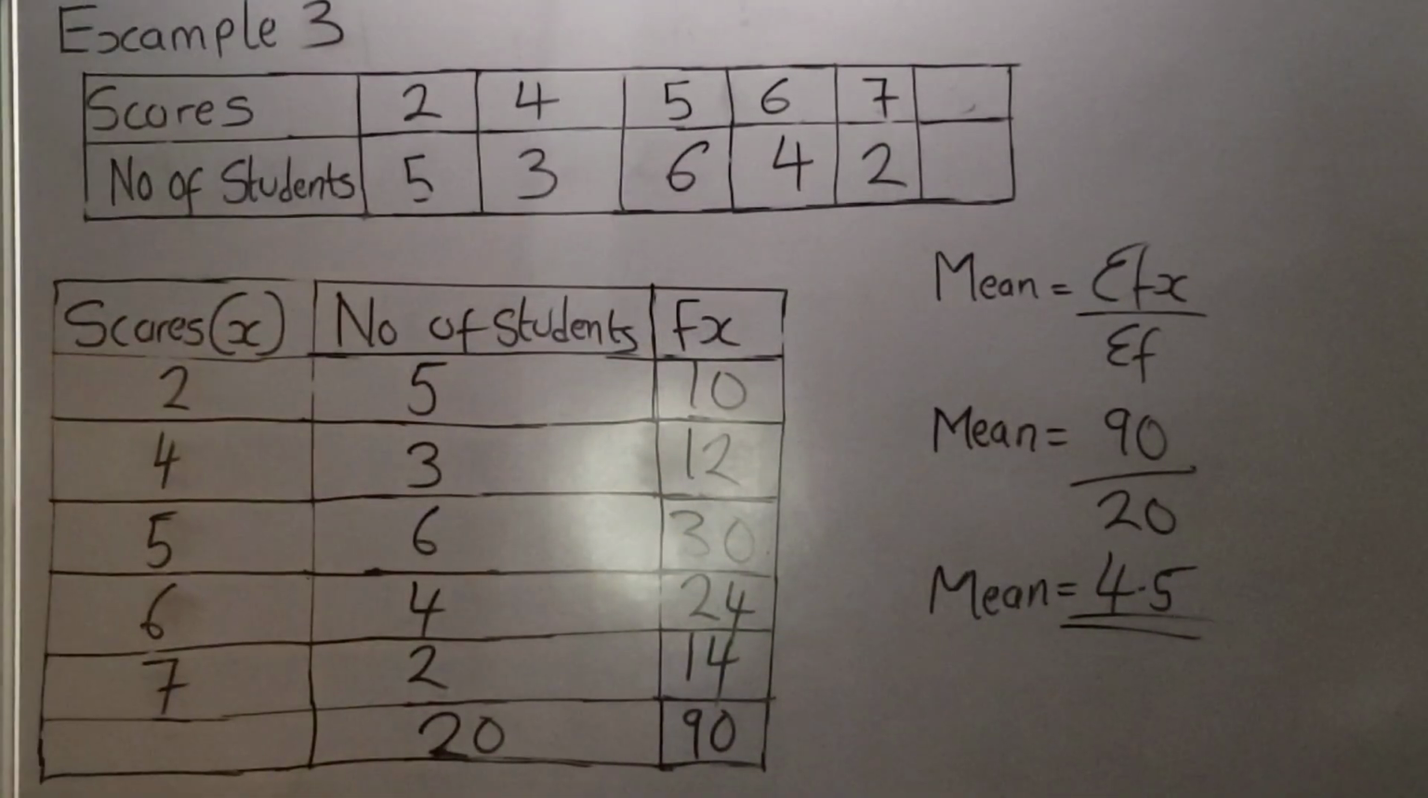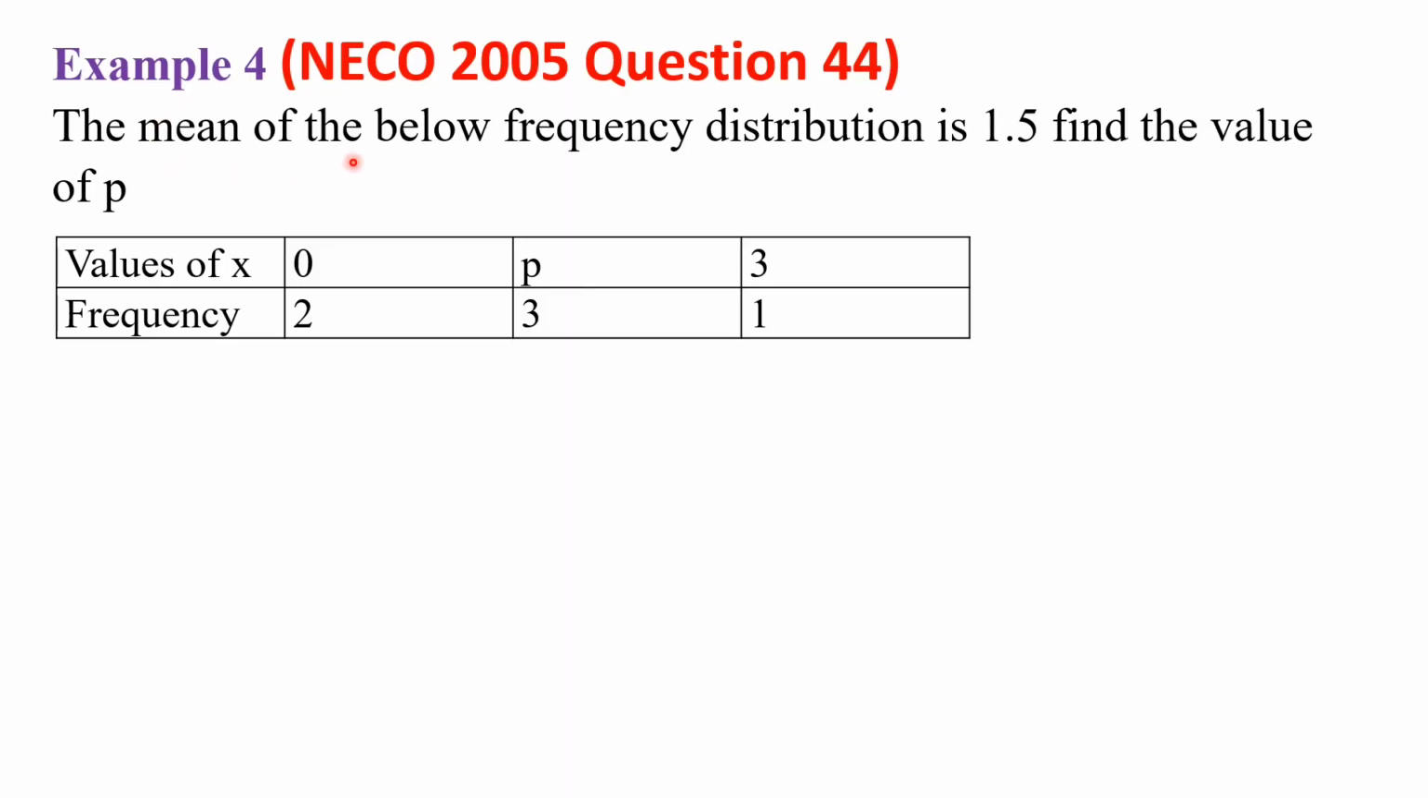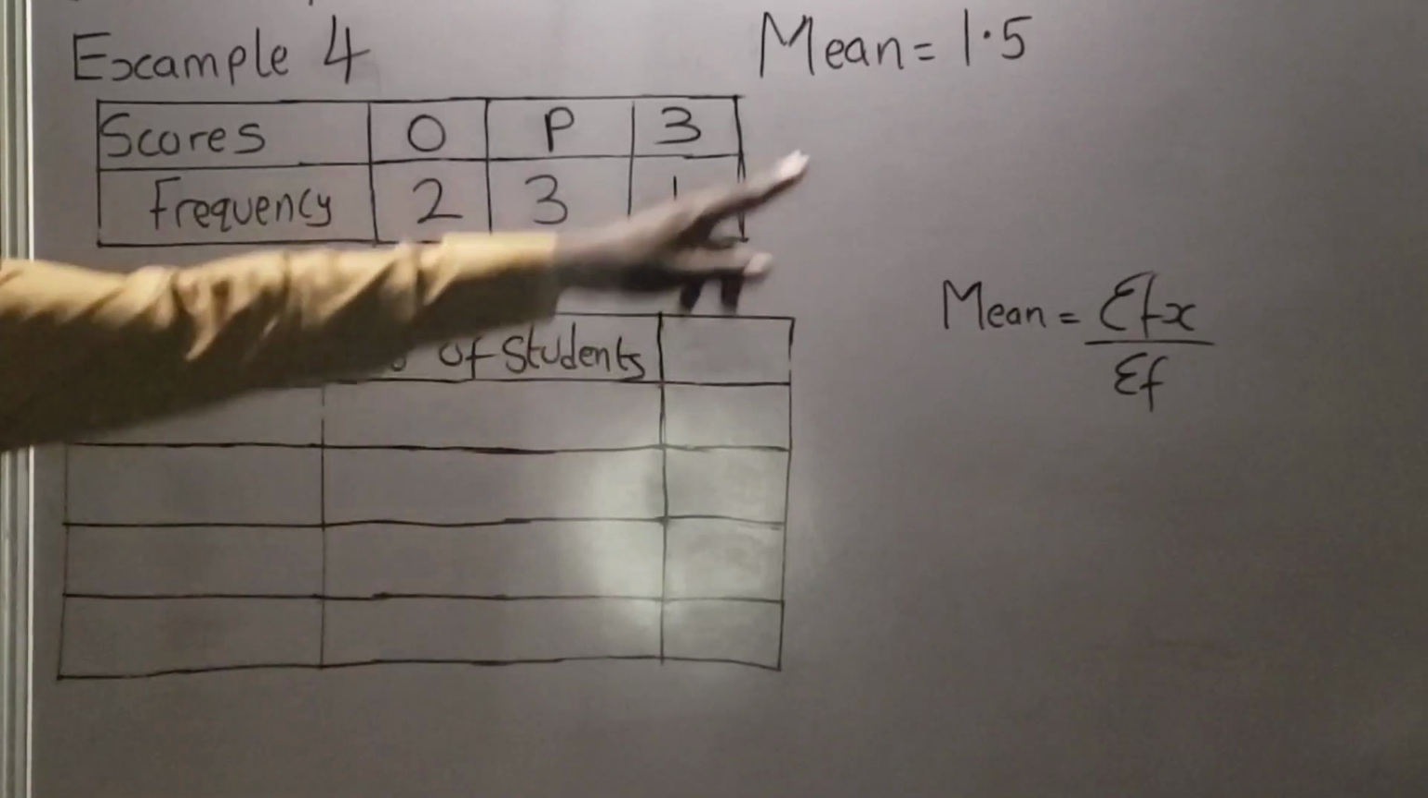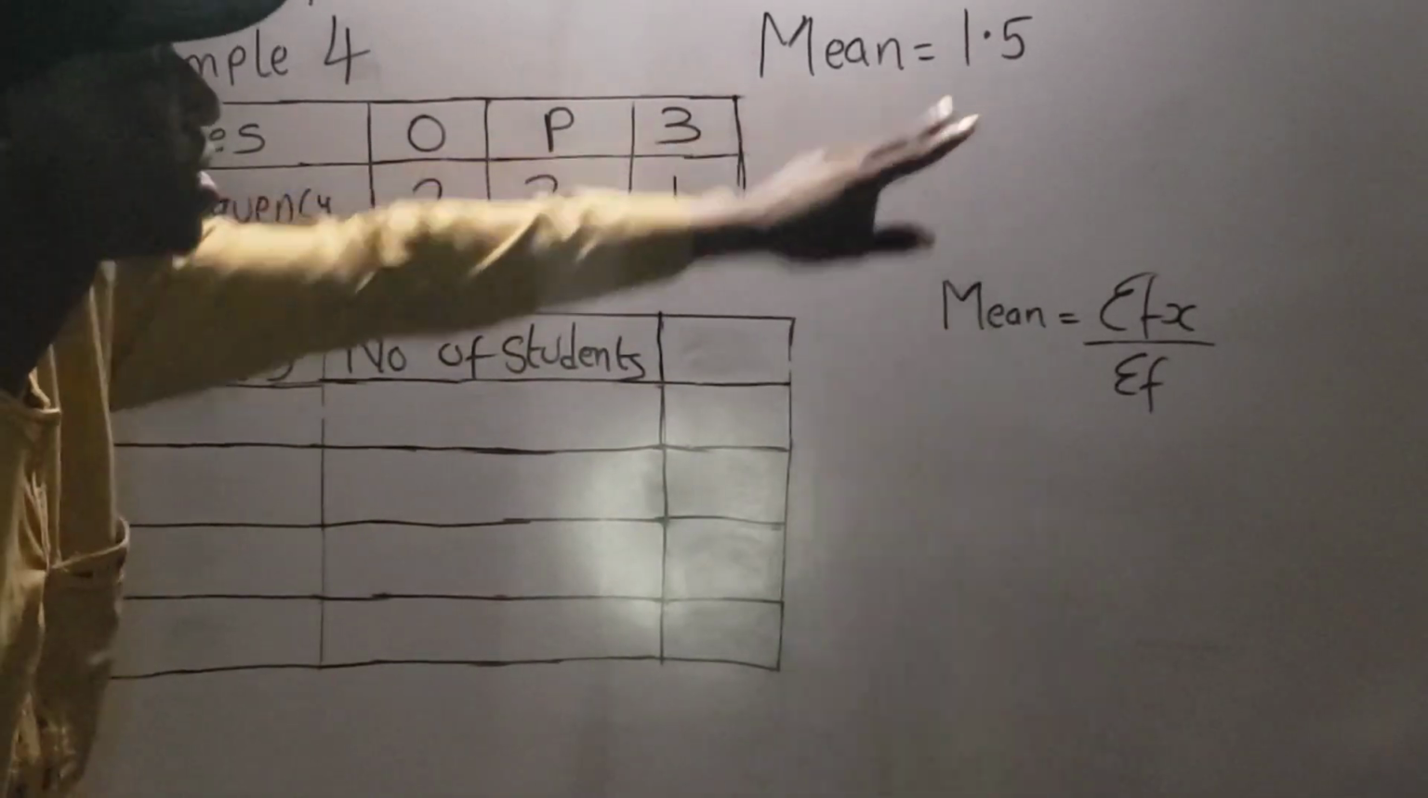The mean of the frequency distribution is 4.5. So let us proceed to example 4. The mean of the below frequency distribution is 1.5. Find the value of p. Don't forget that the mean has been given as 1.5.